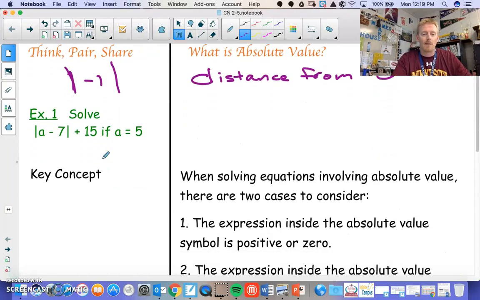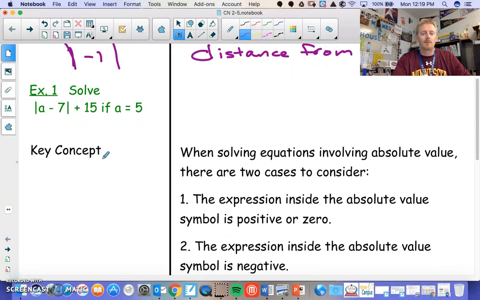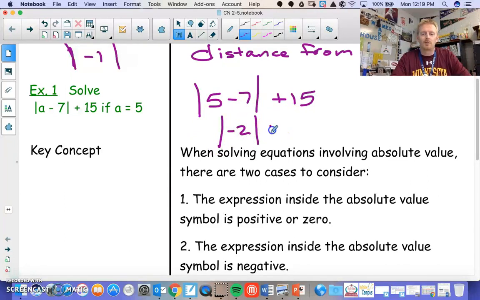All right, so our job is to be able to solve equations with absolute values. So the first thing, this is something that we should know how to do. We're going to plug this number 5 in for the a. So it's going to say the absolute value of 5 minus 7, plus 15. So 5 minus 7 is -2, so the absolute value of -2 plus 15 is the math that we're doing. Now -2 is 2 spots away from 0, so it turns into 2 plus 15, which is the official answer of 17.